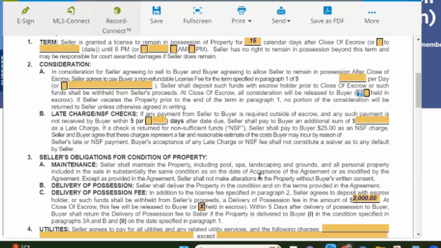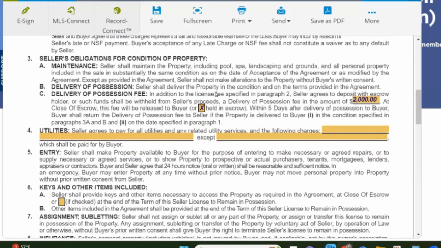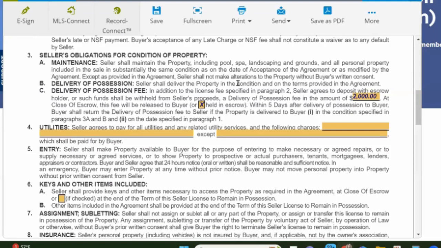Seller's obligations for condition of the property. Okay, so this is saying that the seller, and remember, the seller may have lived in this house for 20 years and now they sold it. So technically they no longer own it, but they haven't moved out. They're still living in it, they kind of still feel like they own it because they've not moved out and they've owned it for 20 years, right? Maybe 2 years, whatever the number might be.